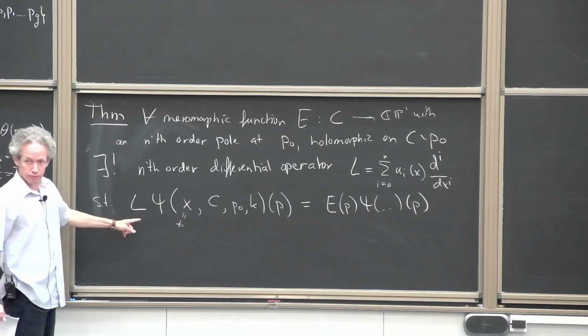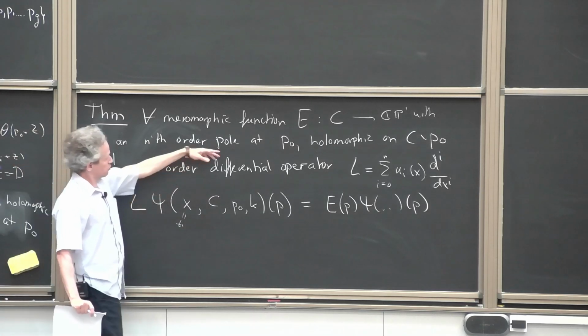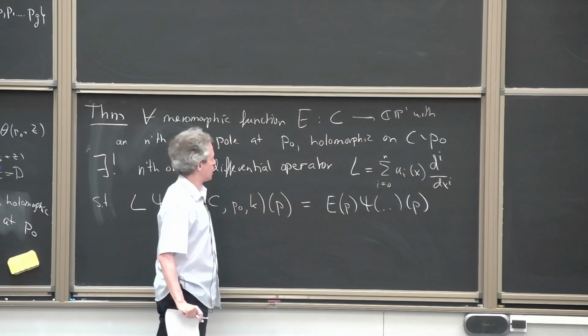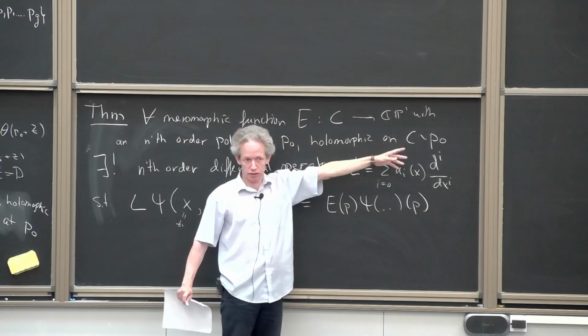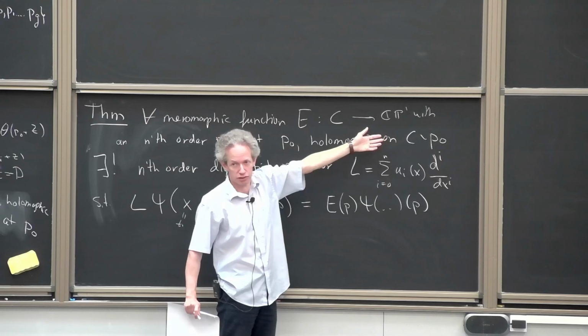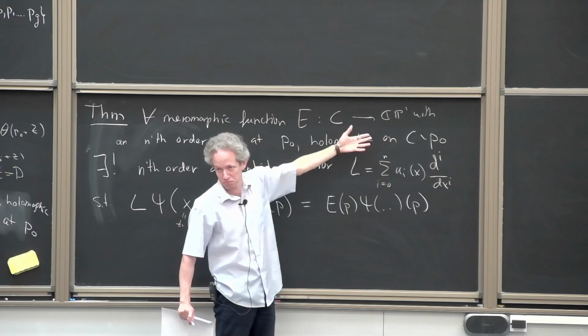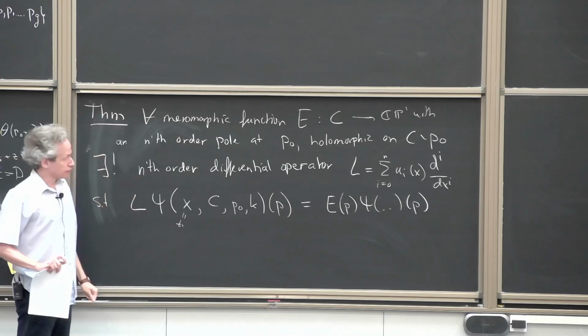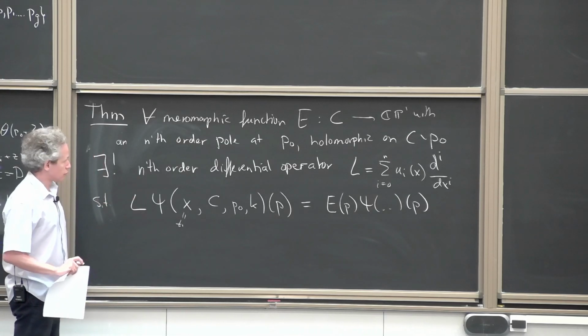So I claim that for any prescribed meromorphic function with a polar order n at P naught and holomorphic elsewhere, notice such a thing doesn't always exist, right? Of course, if I take a polar order a million, yes, but otherwise I don't know. So the ui of that do not have anything to do with ui?